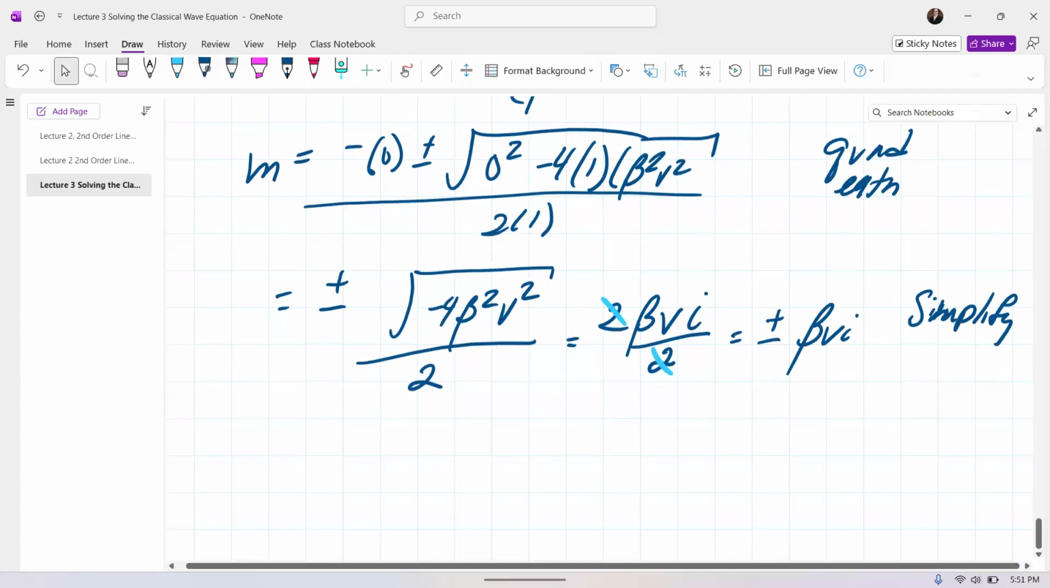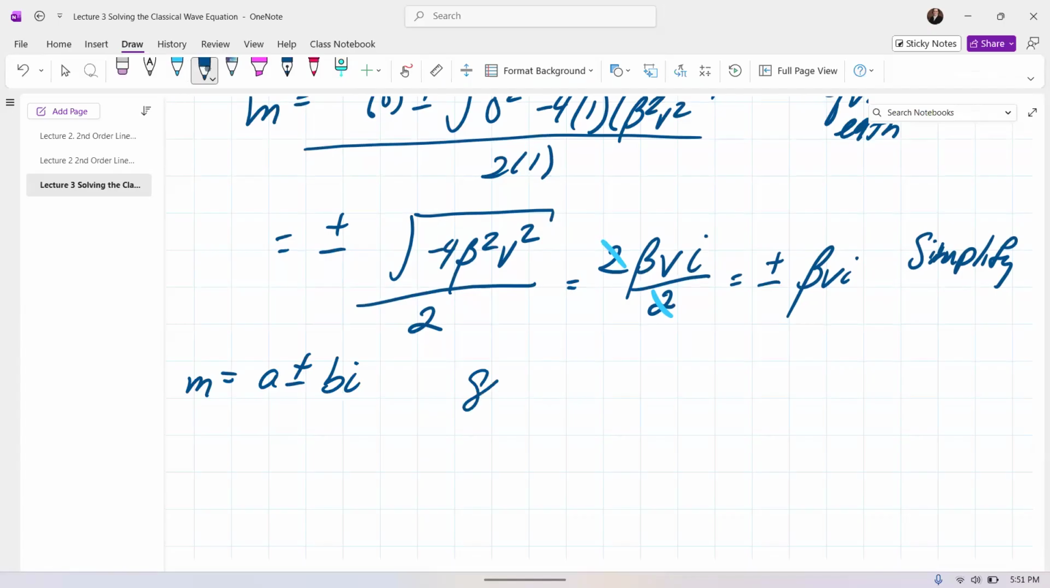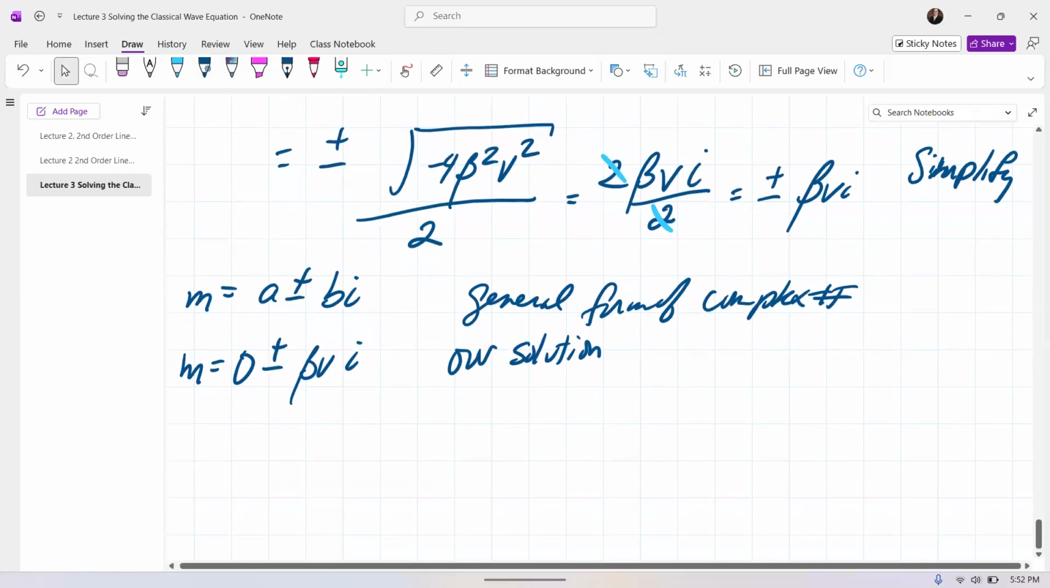Now, the next thing we do is m equals a plus or minus bi. This is the general form of complex numbers. And then we write in our form, m equals what's a? There's nothing. It's 0 plus or minus what's beta? It's βv times i. This is our solution.